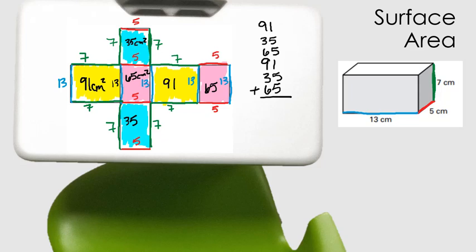And remember, surface area is the sum of all of the areas of all the faces. So if we add all of this together, you get, let's see, carry the 1, and then it is 382 centimeters squared. So the surface area of this rectangular prism is 382 centimeters squared.